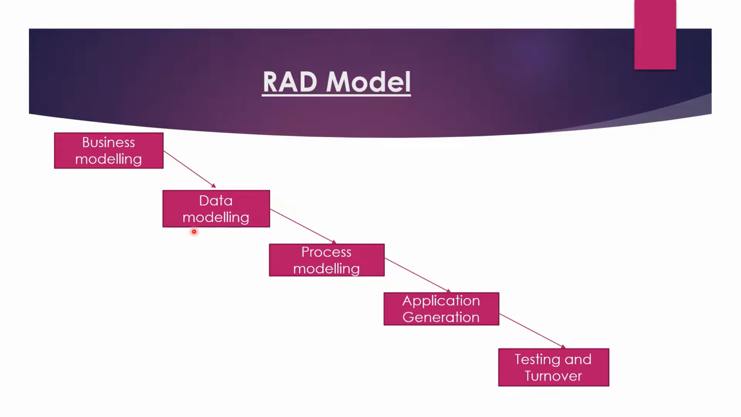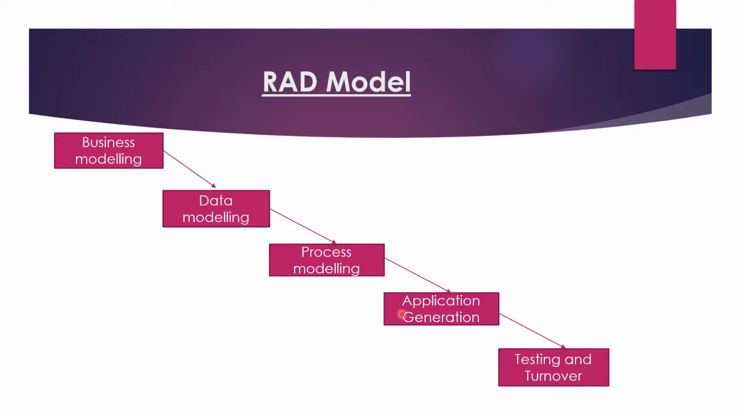Data modeling. Here, the information coming from the business modeling phase is refined into a set of data objects, the data needed to support the business. The attributes of each object are identified and the relationships among these objects are defined. Process modeling is the third stage of the RAD model, and in this phase, the processing descriptions are created for adding, modifying, deleting, or fetching the data objects.